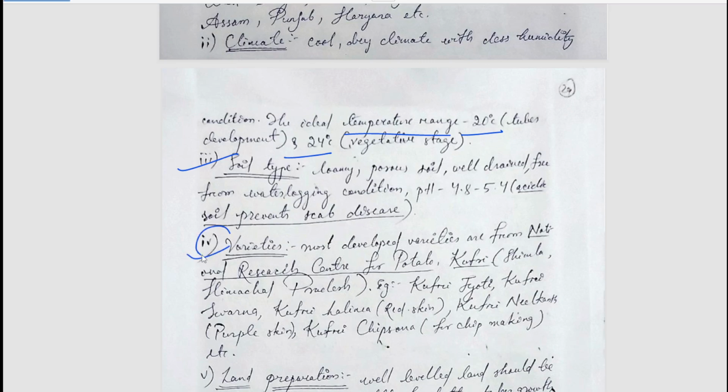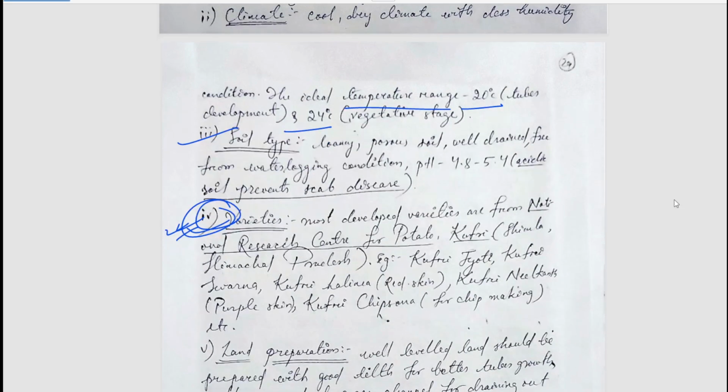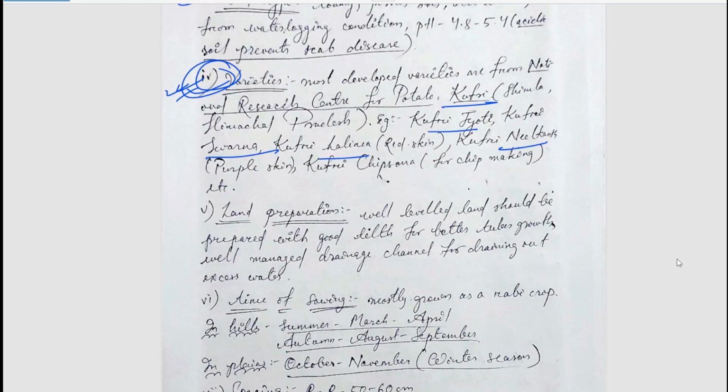Varieties, never miss varieties. Many students skip varieties because they find it difficult to remember them, but still try to remember one or two varieties such as Kufri, Kufri Jyoti, Kufri Swarna, Helena, Nilkant. So these are all the varieties of potatoes.